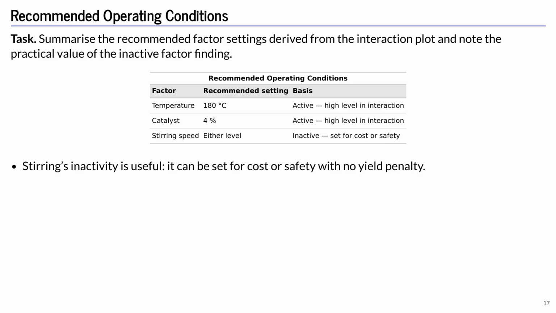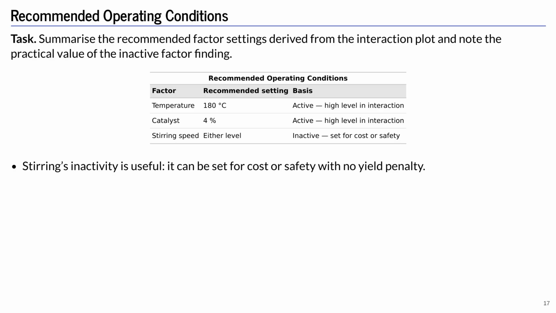The recommendation from this experiment is concrete and defensible. Run at 180 degrees Celsius with 4% catalyst. Those are the two active factors, and both should be held at their high levels based on the interaction plot. Stirring speed was inactive. It had no detectable effect on yield across the range tested. That means the client can choose whichever stirring level is cheaper to operate, easier to maintain, or safer for the process, without any penalty to yield.